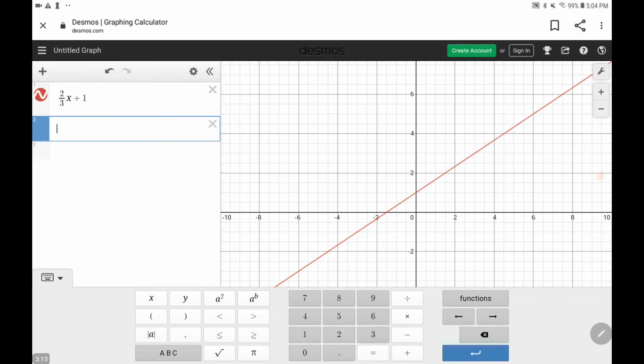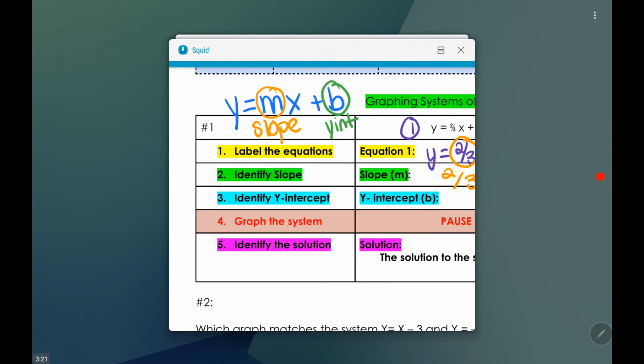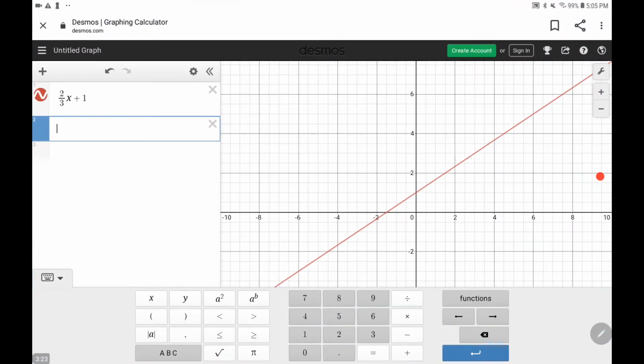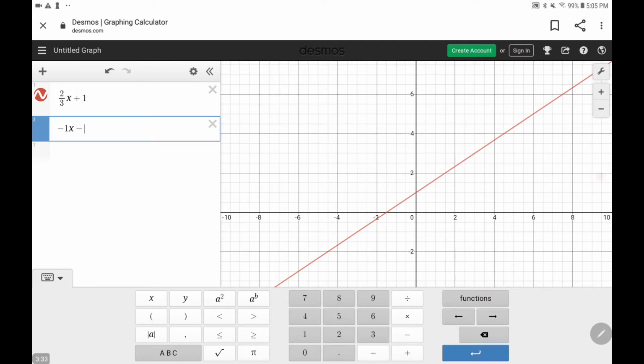Now I go to the line below, number 2, and now I'm going to type in my second equation. Our second equation was -1x minus 4. So -1x minus 4.